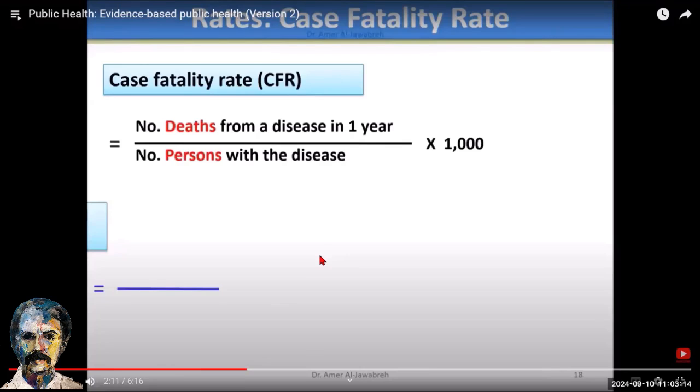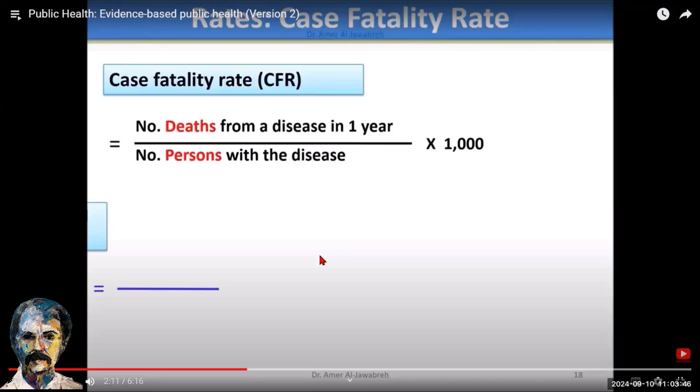Good morning, everyone. Today we continue with evidence-based public health, and part of this evidence is using rates. As we talked about last time, we covered incidence rate, the most commonly used, and prevalence, the difference between them, and that they are measures of morbidity. Today we continue with another rate which is not very common, but it's important.